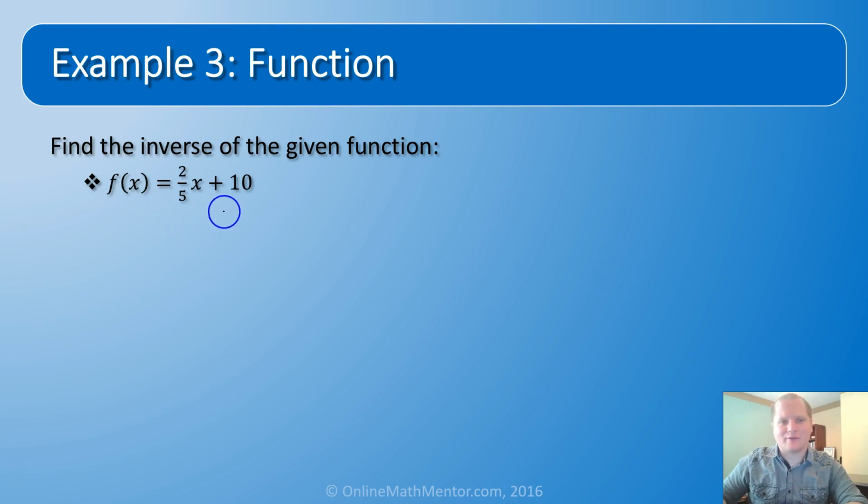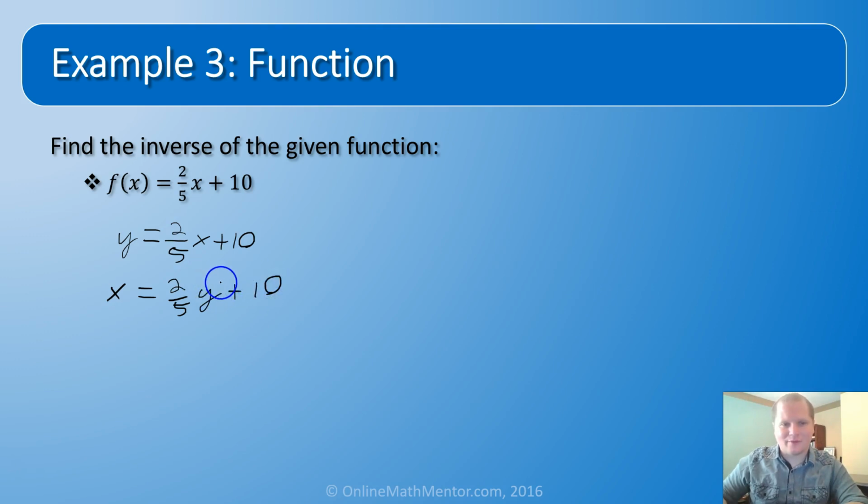Now if you're given a function written out like this and you're asked to find the inverse, first thing you want to do is rewrite it as y's and x. Then what you're going to do is you're going to rewrite it in terms of the inverse. So what that means is you change your y to an x, and you change your x to a y.